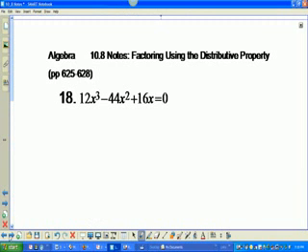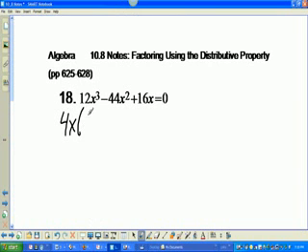Now let's take a look at this next one. I don't know if this is an interesting one or not, but we're going to do it because can't tell. So I look at all 3 terms. What goes in all 3? Well, 4 does. 4x. So I'm going to go 4x times what gives me 12x cubed. Well, that'll be 3x squared minus 4 times what is 11x plus 4 equals 0.